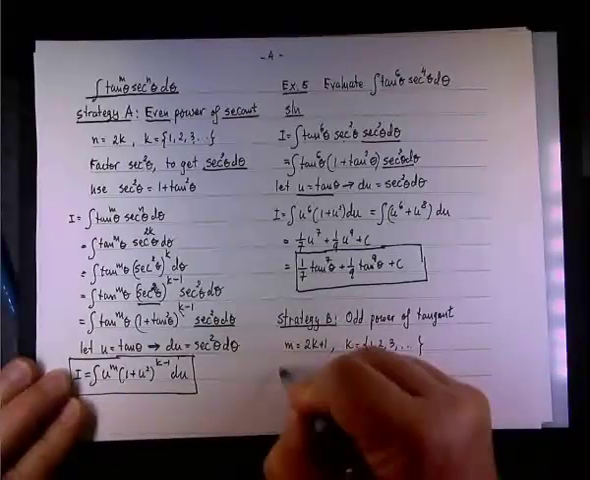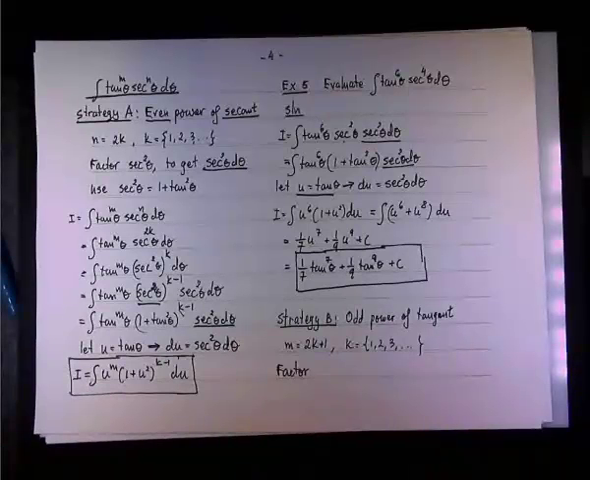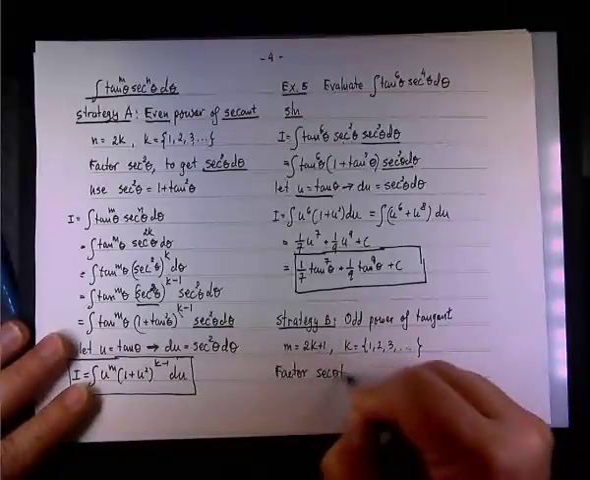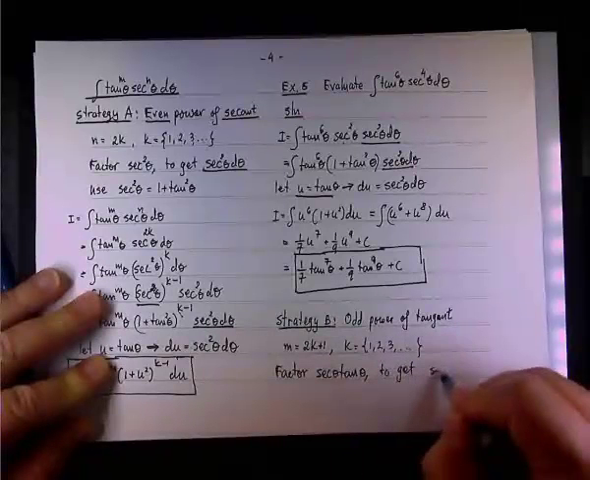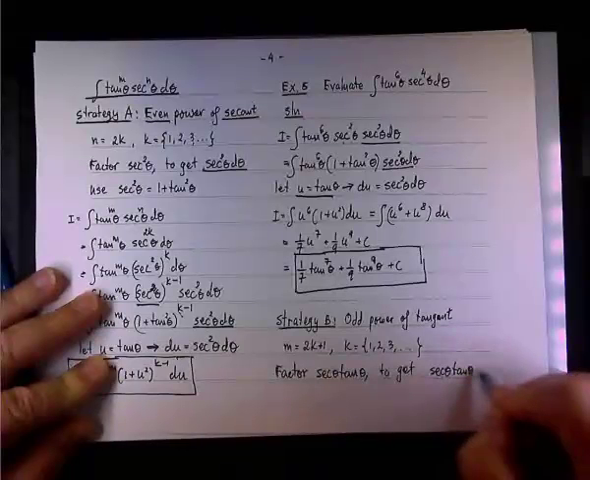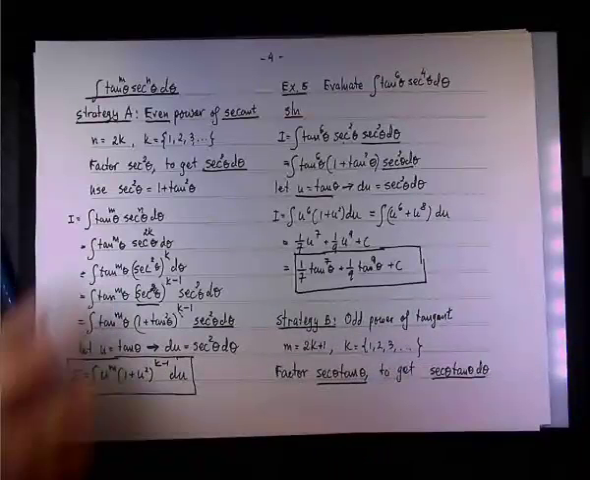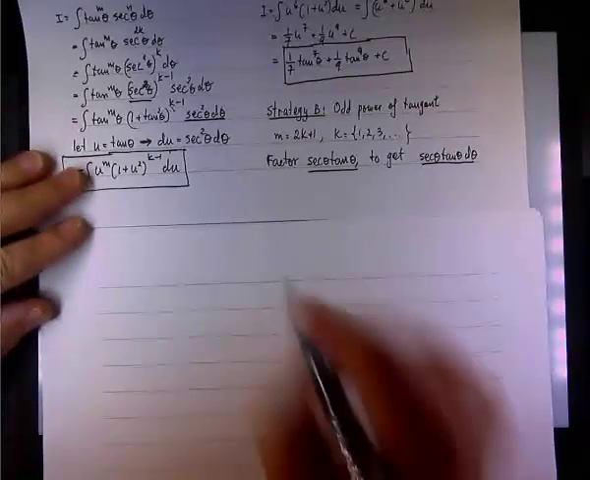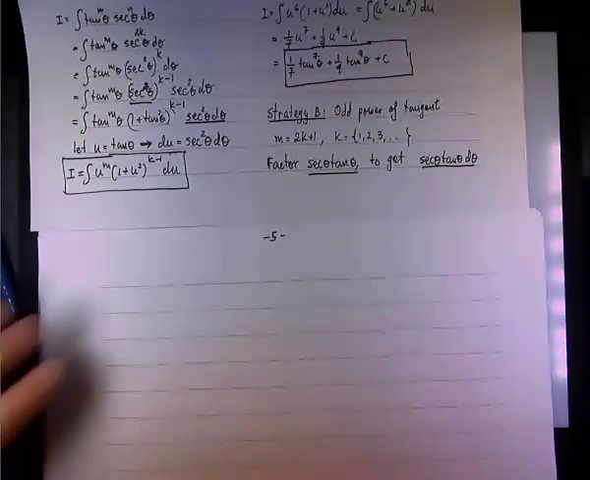Okay. So again, we want to factor both secant and tangent. So we want to factor this product because we want to get secant times tangent d theta. So we need to factor a product of these two. So let's devise this situation.